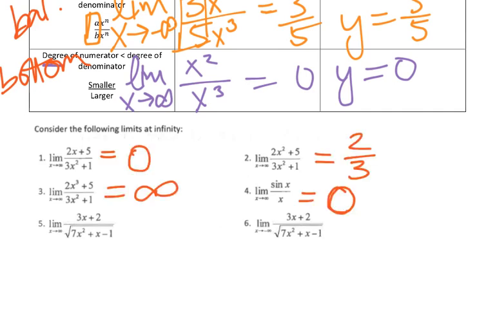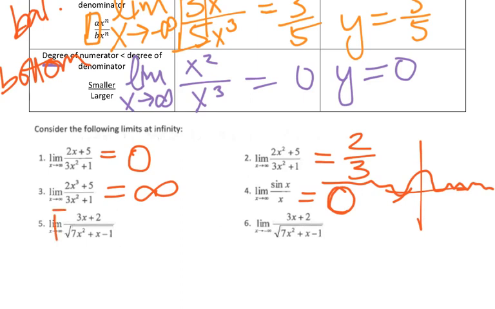Okay, so the first 4 should be pretty easy. 0, 2/3, infinity. Number 4 isn't a rational function, but it's one of the limits we said you should memorize. As a reminder, this oscillates, but it gets closer and closer to 0 as you go further and further out. Okay, for 5 and 6, a reminder on how we do shortcuts for that.